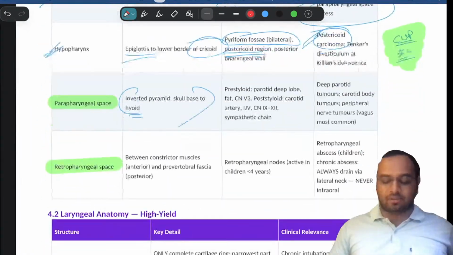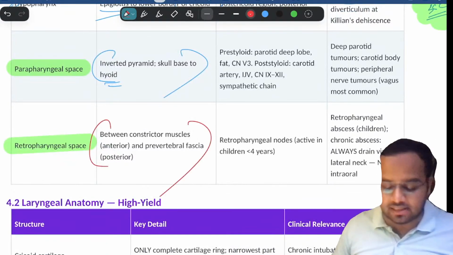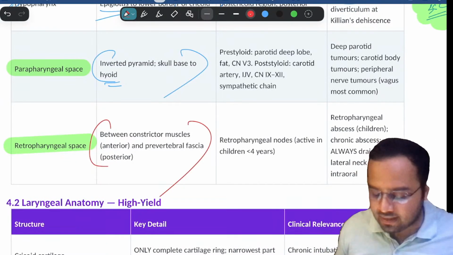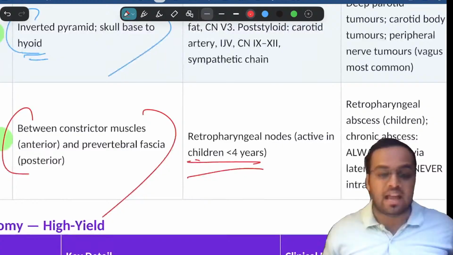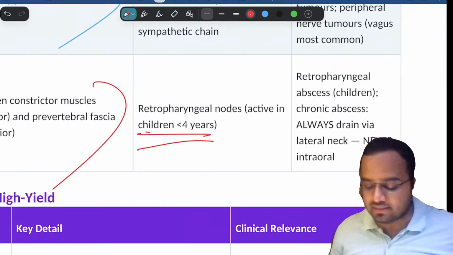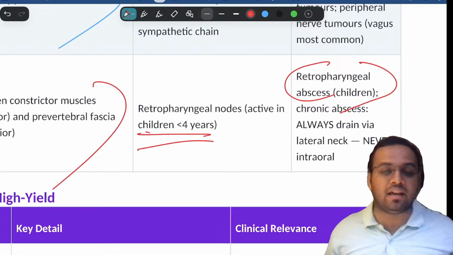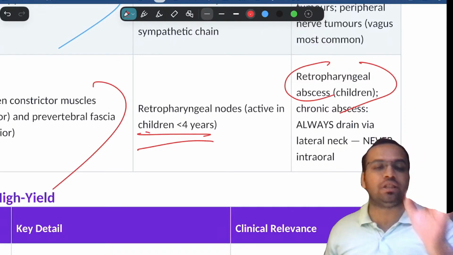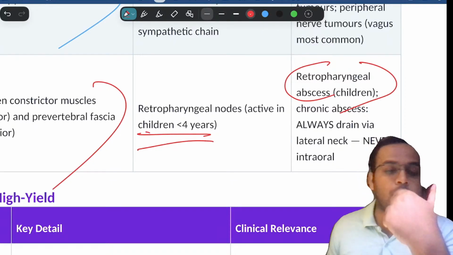So remember, the retropharyngeal space between the constrictor muscles and the prevertebral fascia contains the retropharyngeal nodes. And always remember that these are very important while dealing with children who are less than 4 years. So always remember, in cases of chronic retropharyngeal abscess, never drain it from the mouth.